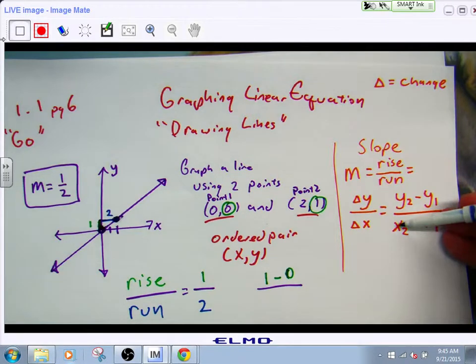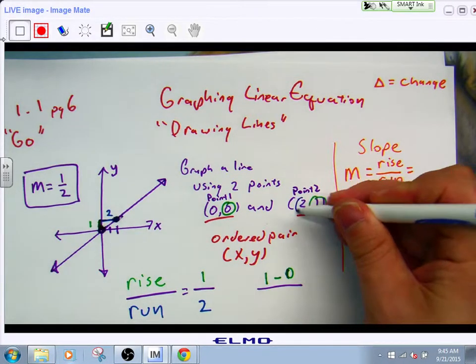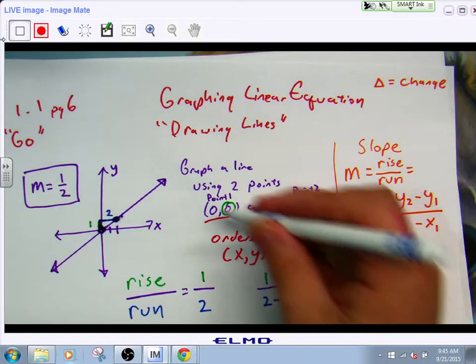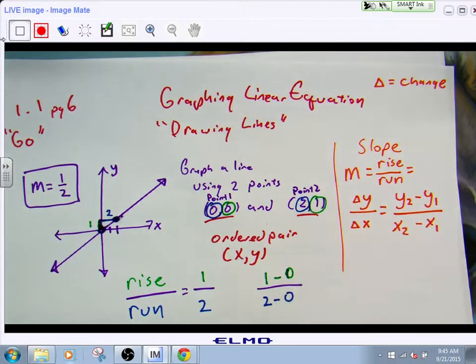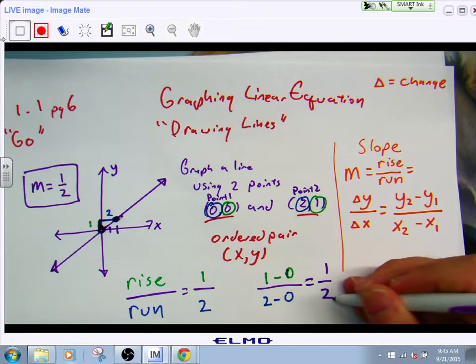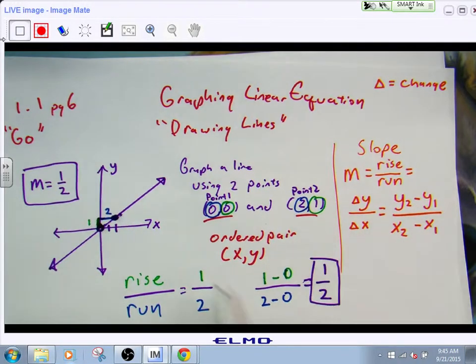Next, I'm going to look at the x-coordinate of my second point, which is 2. And I'm going to subtract the x-coordinate of my first point, which is 0. Easy enough from here. 1 minus 0 is 1. 2 minus 0 is 2. So I found, by using algebra instead of looking at it, what my slope is.